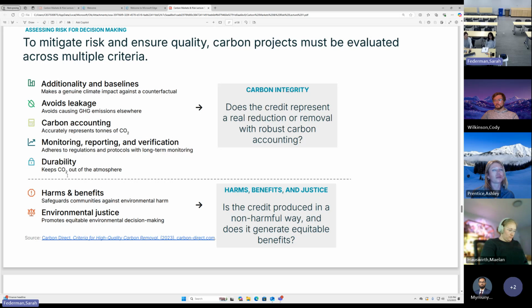Similarly, am I worried that the landowner is going to change their mind? Maybe they're getting carbon credit payments for 25 years, for 30 years, but when those run out, they have to maintain the practice for 30 more years. Do I feel confident that they'll do that? What protections are in place?